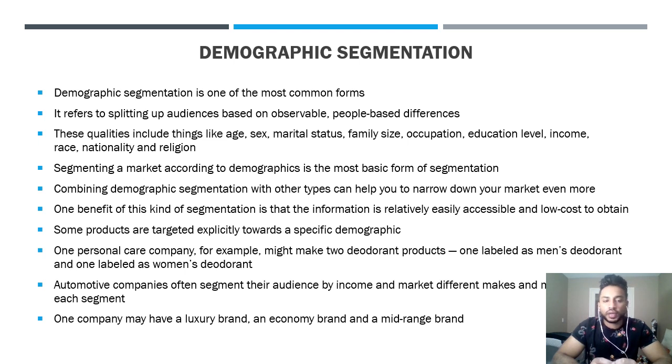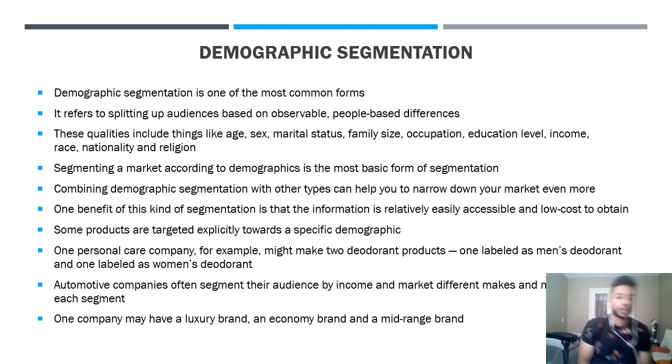One of the benefits of this segmentation is that the information is relatively easily accessible and low cost to obtain. When you're looking at regular demographic segmentation, it's actually easy to find the values and to find the people because it's so readily available. It's everywhere. It's the easiest form of segmentation.